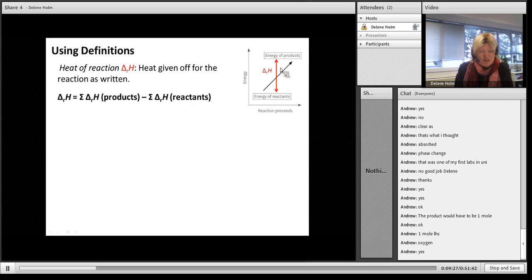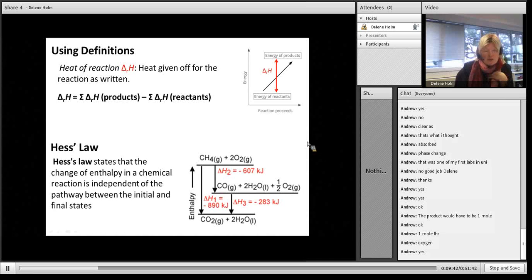So in this case, because it's endothermic, I'm going to have a higher product value, so it'll be positive. If it was exothermic, I'd have a lower product value, and so it'll be negative. So what we've got with Hess's law is we say, okay, if we're going from reactants to products in one step, that's a certain energy value. Hess's law says it doesn't matter how I get there from reactants to products, I'm going to have the same total amount of energy involved.